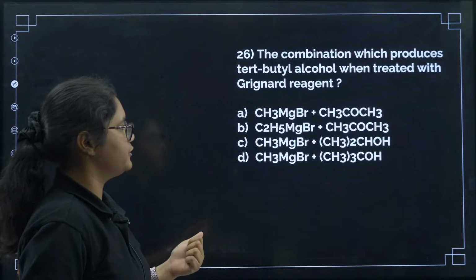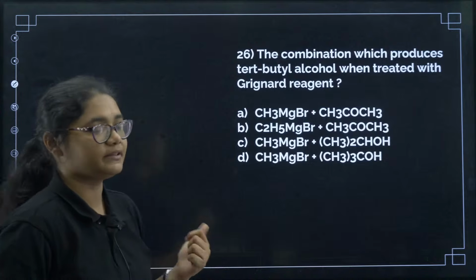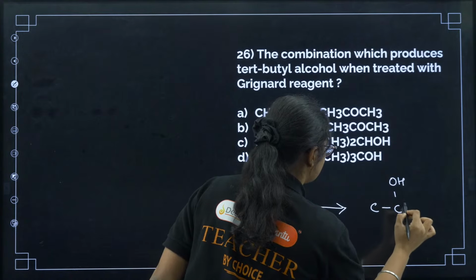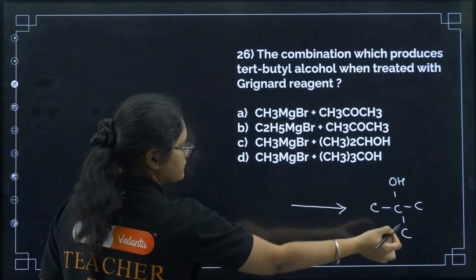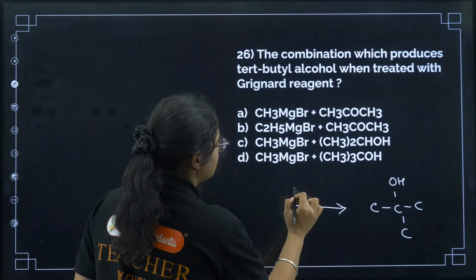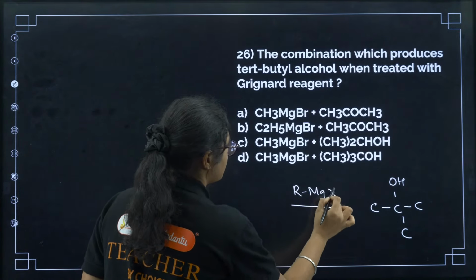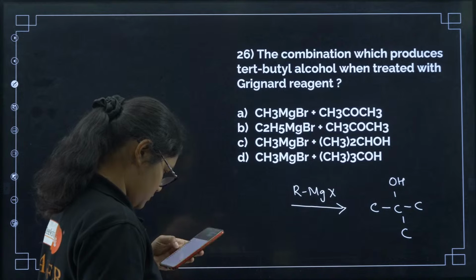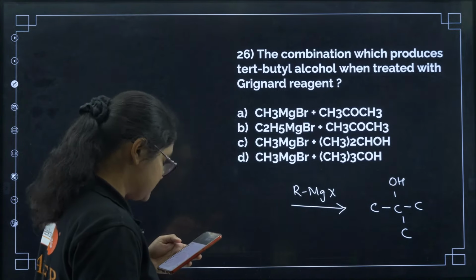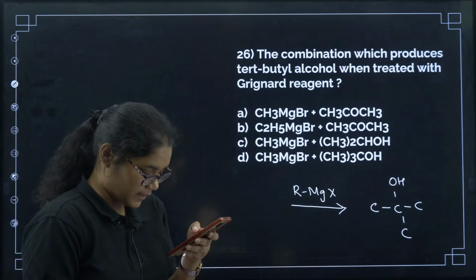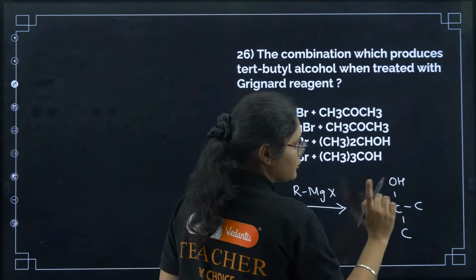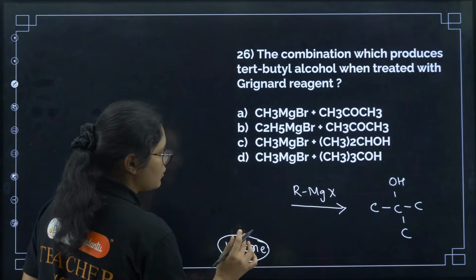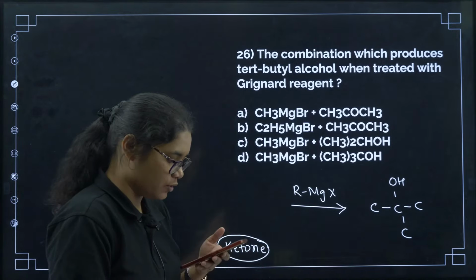The combination which produces tert-butyl alcohol when treated with Grignard reagent. You have to tell which combination will give me tert-butyl alcohol on treating with Grignard reagent. Yes, very good students. Tert-butyl alcohol will always be produced if you have a ketone on this side. Remember that one. If you have a ketone on this side, you will get tert-butyl alcohol.